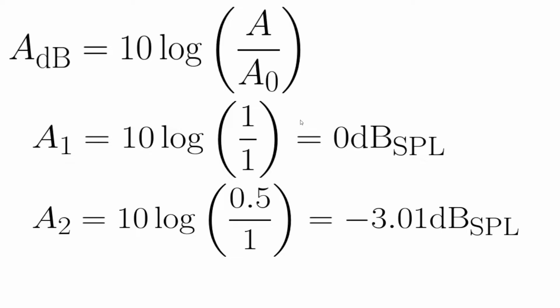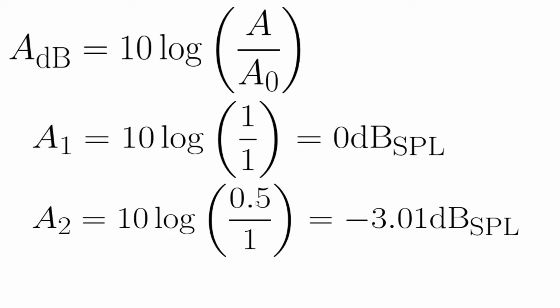So for wave 1, what reference can we use? With something like this, we'll use just 1 as a reference. So that's the maximum that it can be. And wave 1 has an amplitude of 1. So the logarithm of 1 over 1 is 0. Multiplied by 10, we get 0 decibels. And this is sound pressure level because we are kind of going by pressure.